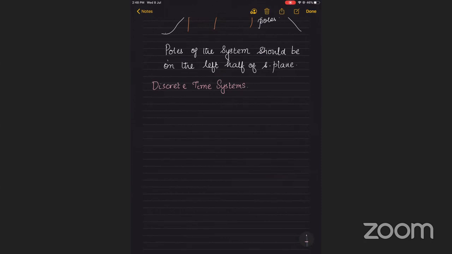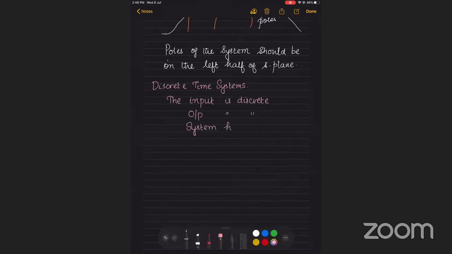That means the input to the system is discrete. The output from the system is discrete. And the system impulse response, we'll call it the impulse response.